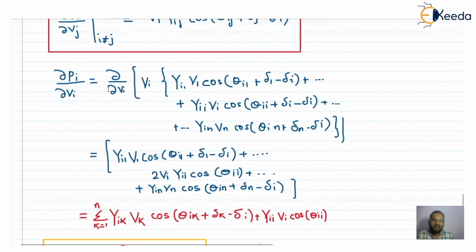You can evaluate that and counter check it. For the diagonal element, partial differentiation of real power at bus i with respect to voltage on the same bus. So keep this Pi in common. Expand this Pi summation: yi1 v1 cos of theta i1 plus del 1 minus del i, plus so on up to the ith term yii vi cos of this angle, goes up to the nth term.